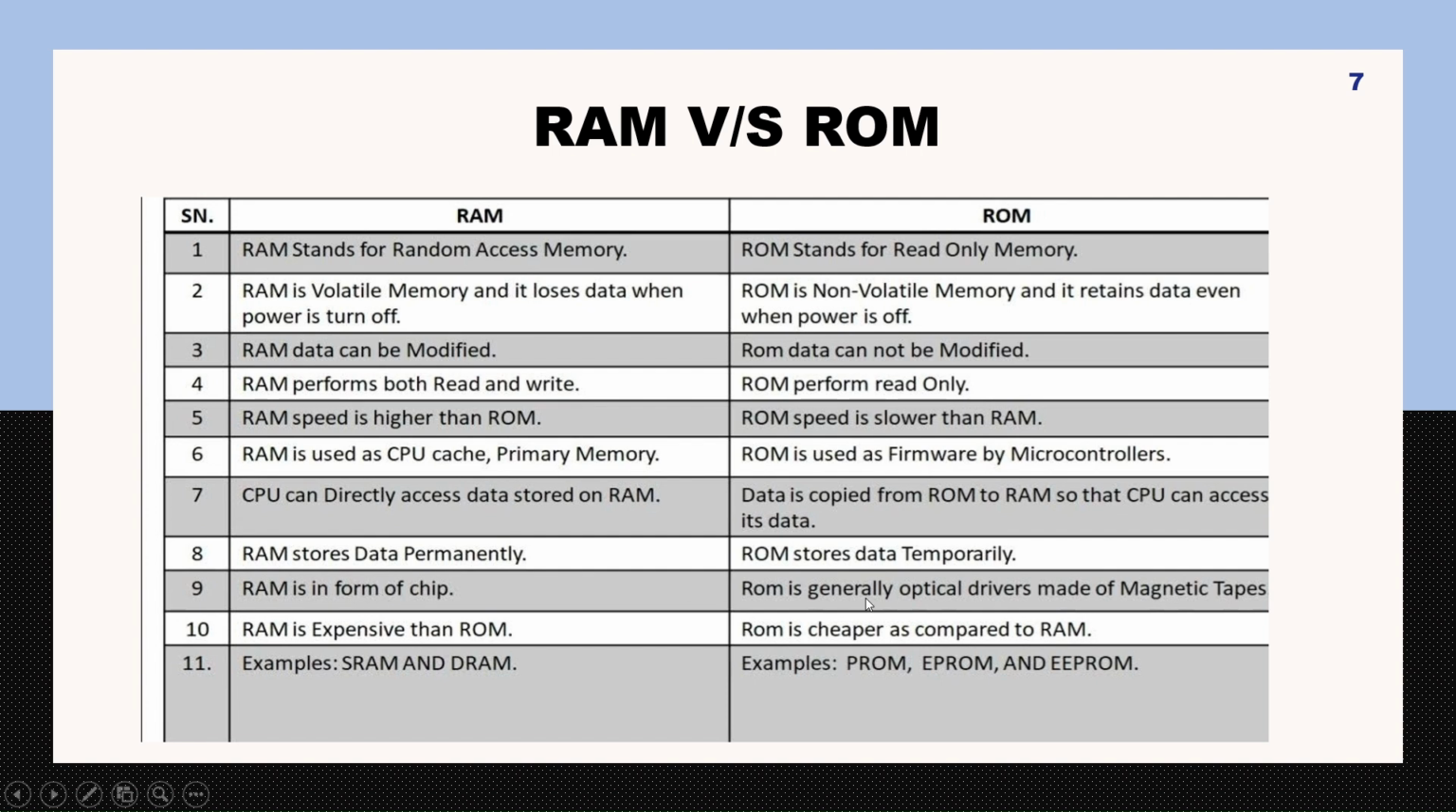RAM is in the form of a chip. ROM is generally optical drives made of magnetic tapes. RAM is more expensive than ROM, whereas ROM is cheaper when compared to RAM. Examples of RAM are SRAM and DRAM. Examples of ROM are PROM, EPROM, EEPROM.